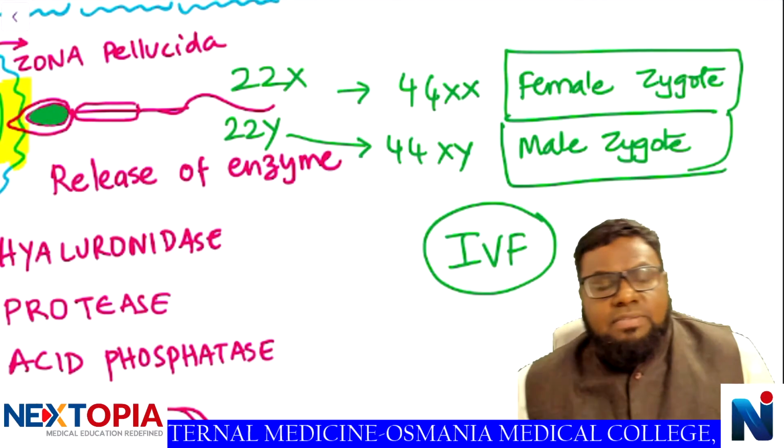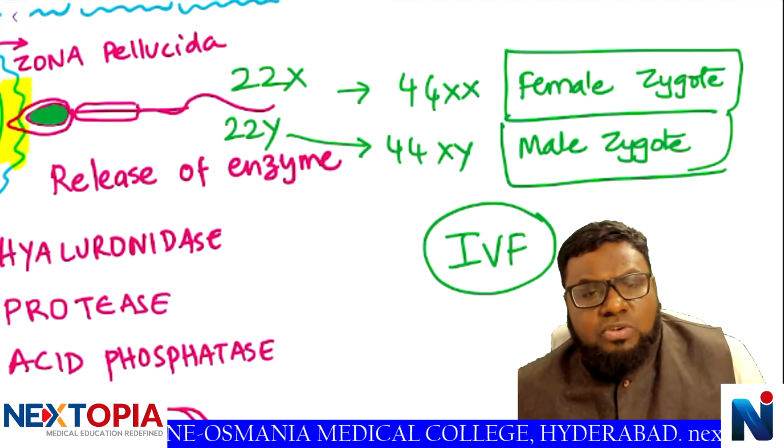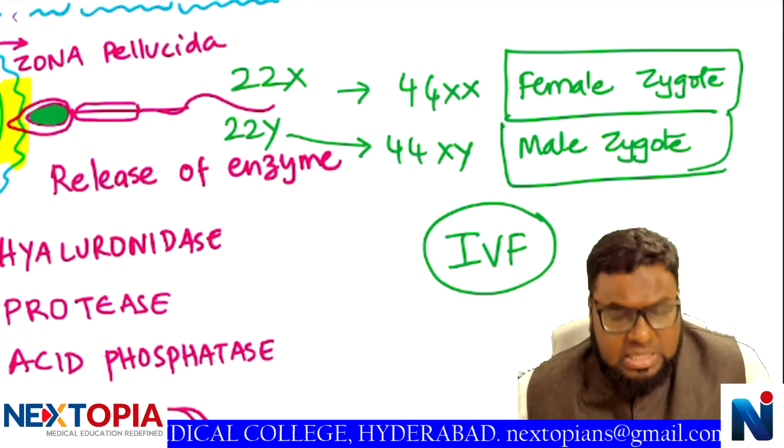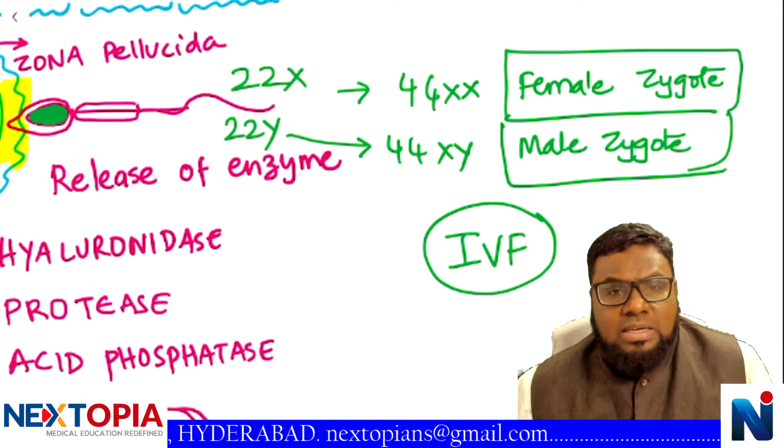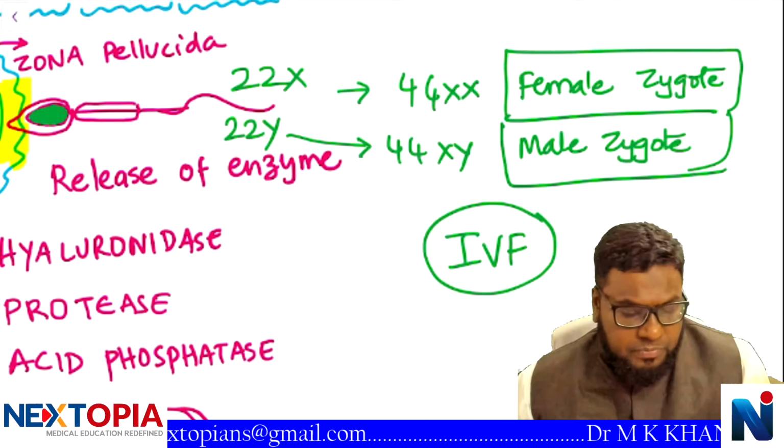So sex is determined with the help of the type of sperm that is fusing with the ovum, because ovum does not have a Y. Ovum always has an X.